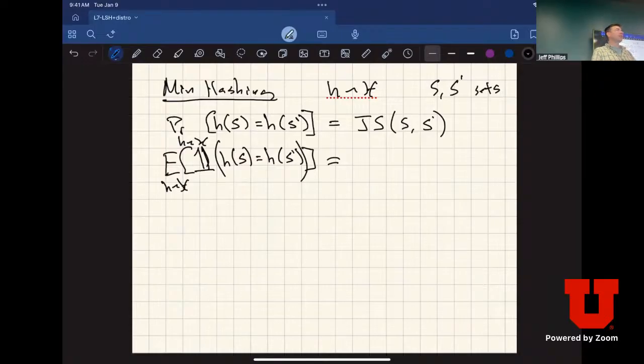So I can get the right expected value by assigning a 1 if they're equal and 0 if they're not equal. If they're completely the same, it's always 1. If they're completely different, it's always 0. If the Jaccard similarity is 1/3, then the expected value of them being equal is 1/3. So the expected value I get a 1 is 1/3. Expected value I get a 0 is 2/3, but 1/3 times 1 plus 0 times 2/3 is 1/3, right? So I get the right Jaccard similarity again here.